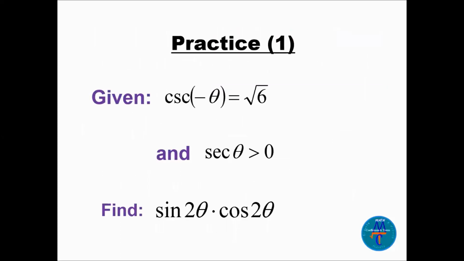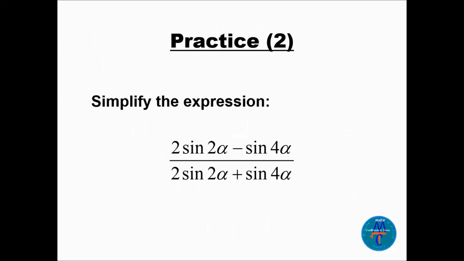Now, directly we move to practice number 1. Very nice idea here. Given the cosecant of minus theta, given some other condition, find sine 2 theta times cosine 2 theta. Simplify the expression: 2 sine 2 alpha minus sine 4 alpha divided by 2 sine 2 alpha plus sine 4 alpha.